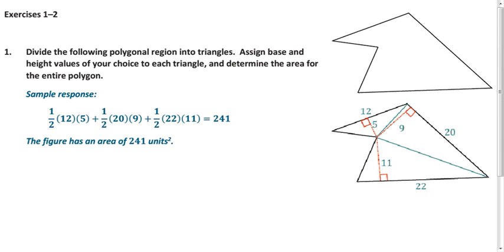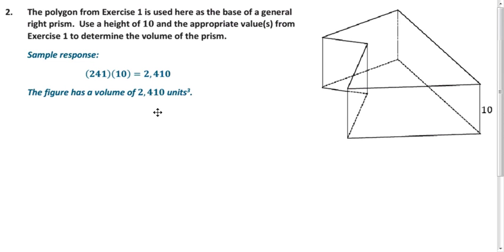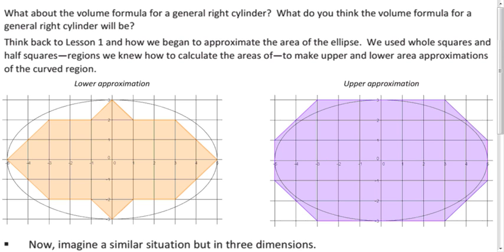Here's how I split it up. And we have 3 right triangles here. And if we figure out the area of each one and add them together, we get 241 square units. Now, if we extend that to what we just did to volume, and we know that the height of the prism is 10, how can we figure out the volume of this prism using our previous answer? Just multiply the area of the base times the height. So 2,410 cubic units.